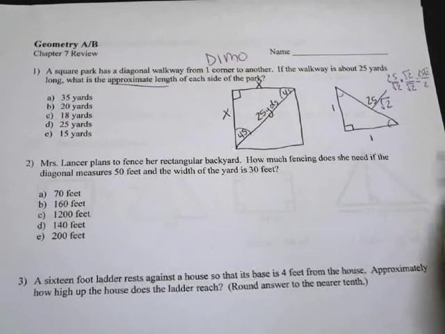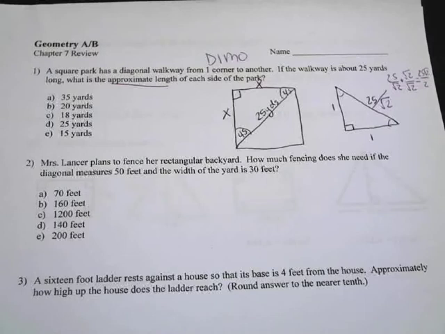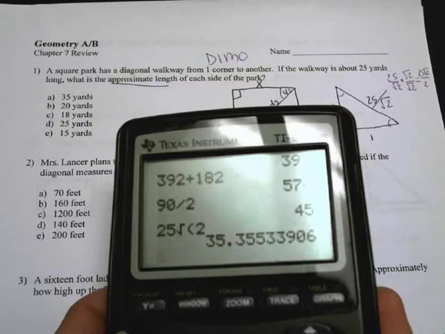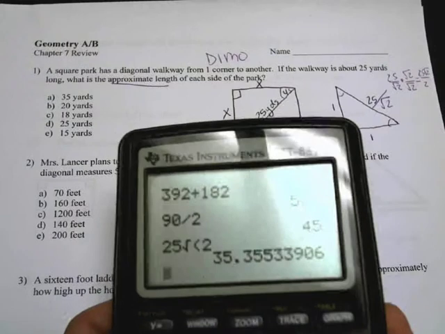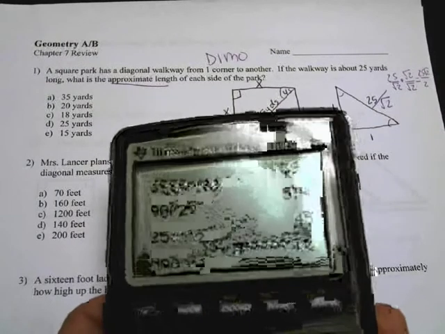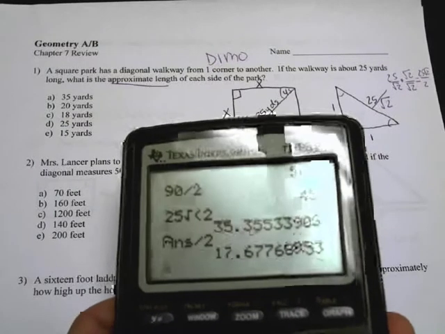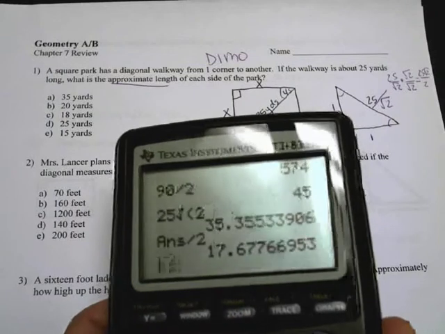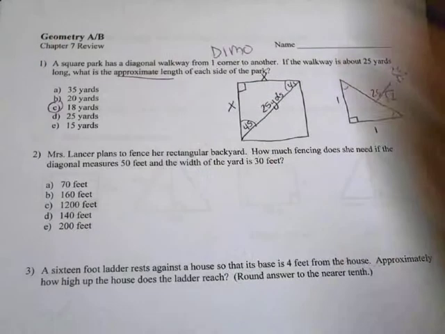It's not asking for the simplest radical form, so what I can do is just put that in my calculator as 25 radical 2, and I'm going to hit enter to get 35.355. Then I'm going to divide all of that by 2. And I get 17.67766. So which one would approximately be the length of that side? That'll be 18 yards.